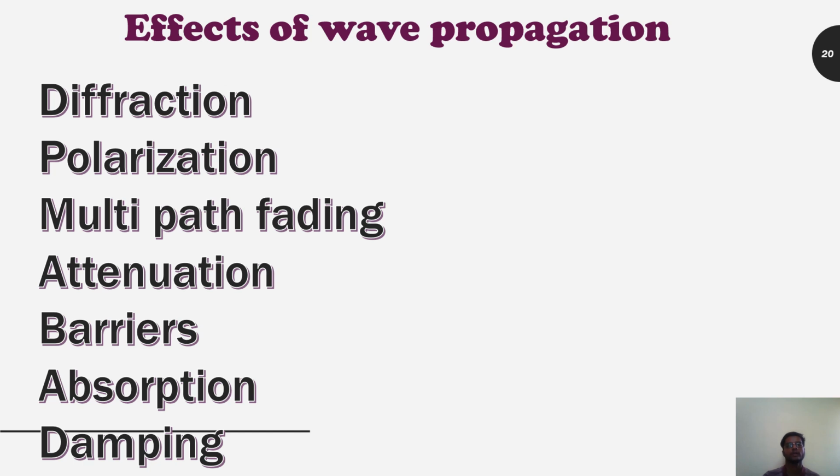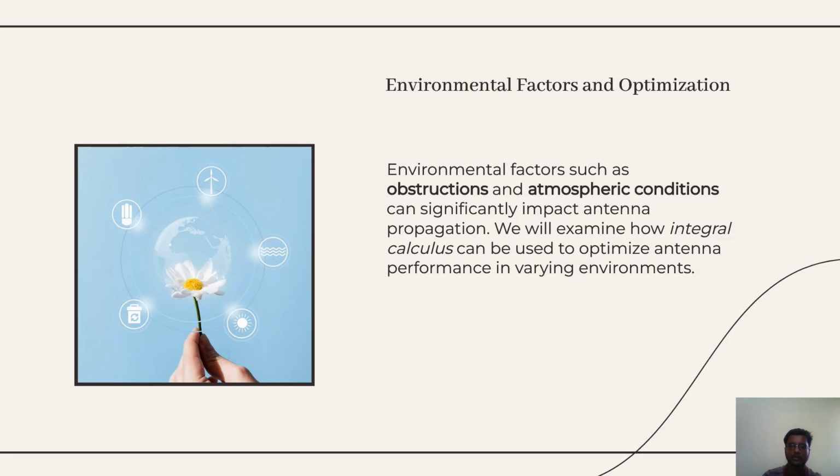Now we will discuss the effects of wave propagation. The effects of wave propagation are diffraction, polarization, multipath fading, attenuation, barriers, absorption, and damping. Environmental factors and optimization. Environmental factors such as obstruction and atmospheric conditions can significantly impact antenna propagation. We will examine how integral calculus can be used to optimize antenna performance in varying environments.